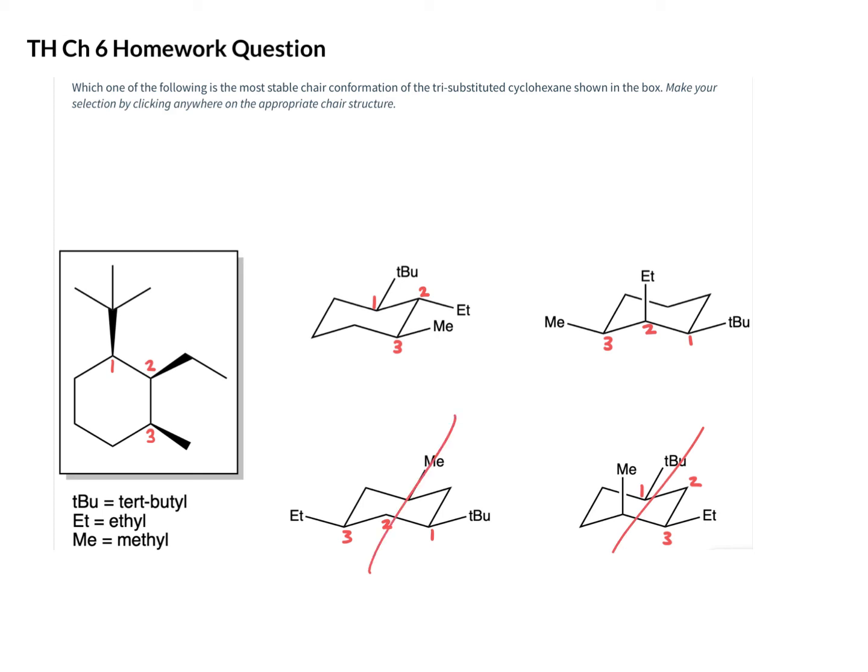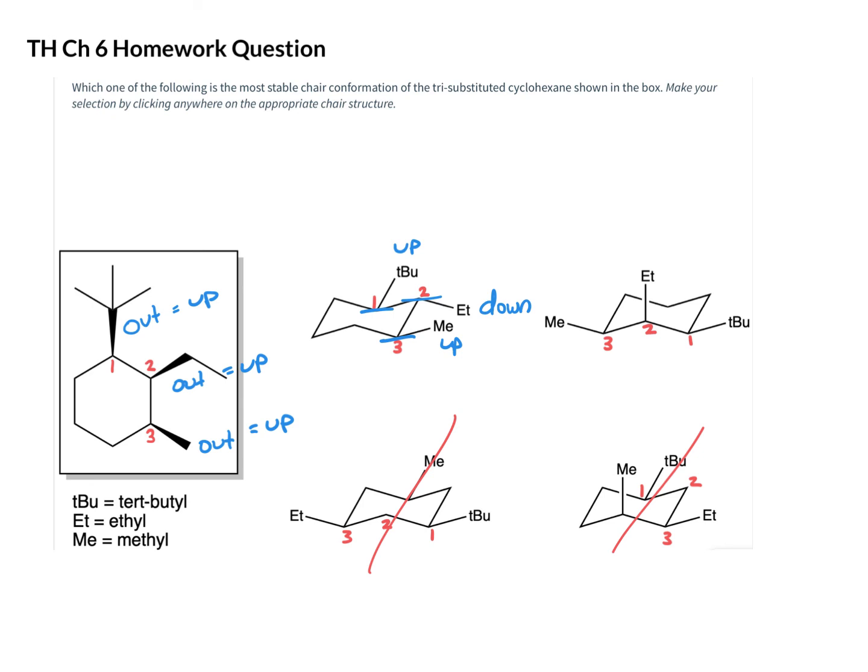So in the top two structures, the substituents are in the correct location, but we need to be sure they're in the correct direction. So remember that all of these on the ring are out. And out equals up on the chair. Okay, so in our first structure, the tert-butyl is up above the plane of the chair. The methyl is up above the plane, but the ethyl is down. So this structure does not match the one shown.